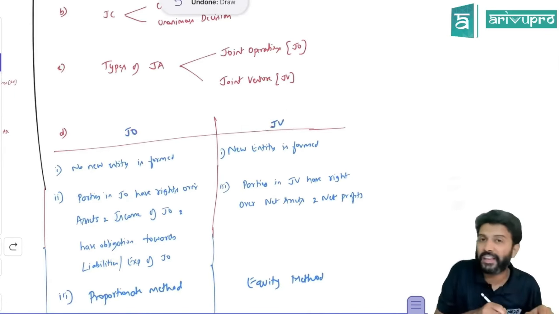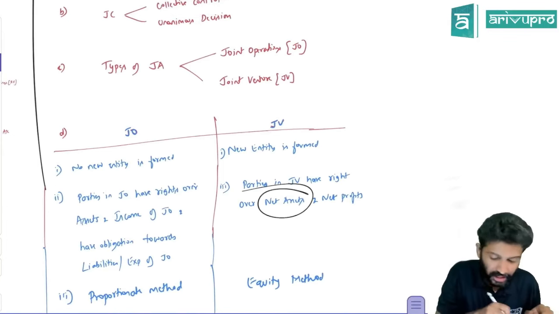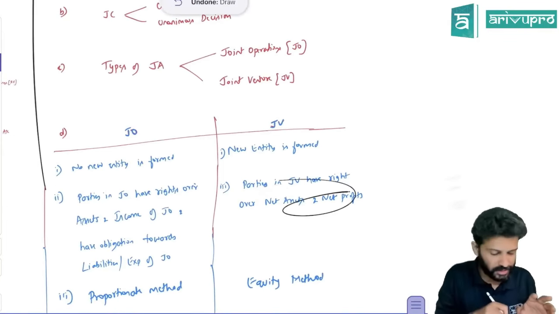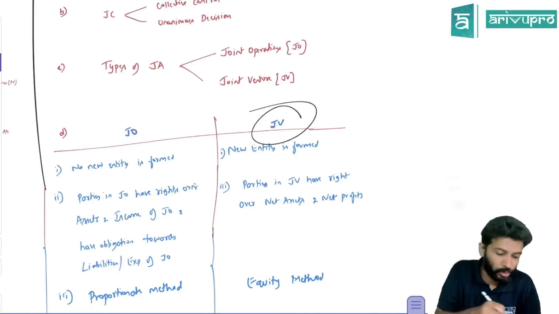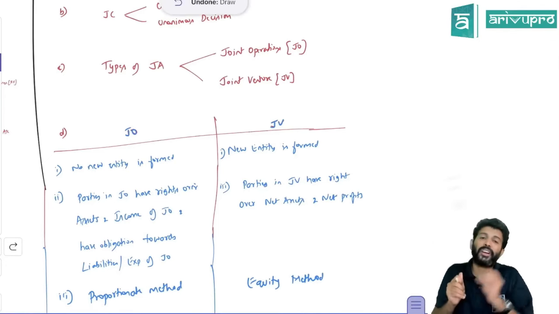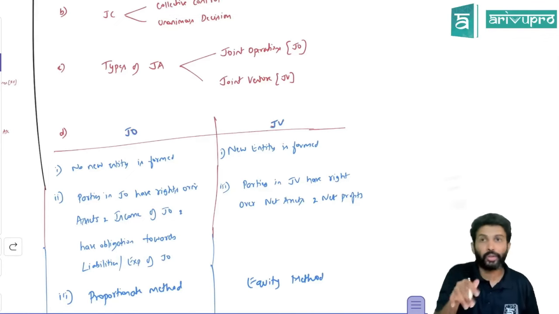However, in case of a JV, the parties will not have a share over assets and liability. Rather, they will have a share over net assets and net profits. All the assets, liability, income and expense relate to the JV. The parties in the contract only have a share over net assets and net profits. So you just check for this.